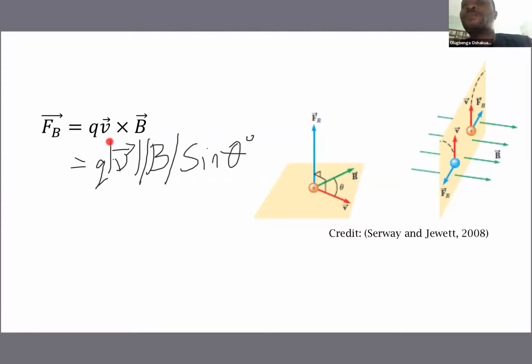So the magnetic force, the velocity of travel of the charged particle, and the direction of the magnetic field, when they are perpendicular to each other, that's when we have the maximum magnetic force.